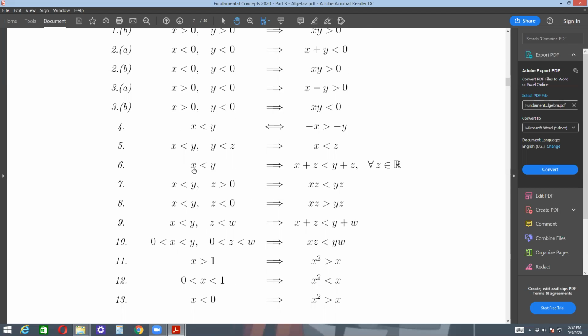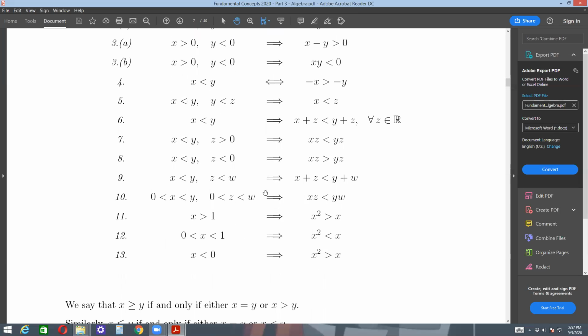Right, and if x is less than y, then you can add something to both sides. So x plus z is less than y plus z. And you can also subtract from both sides. So x minus z is less than y minus z. If x is less than y and z is something positive, then when you multiply both sides, the inequality sign stays the same. So xz is less than yz if z is positive. If z is negative, the sign changes.